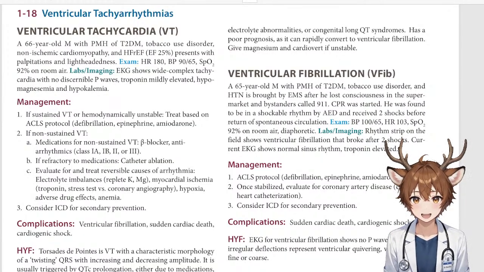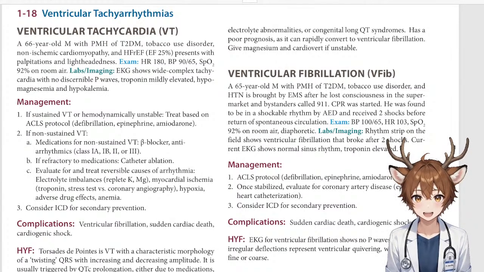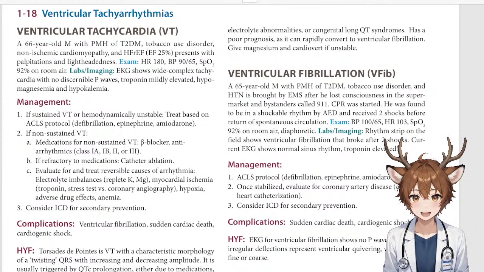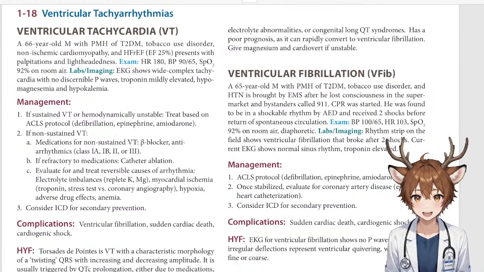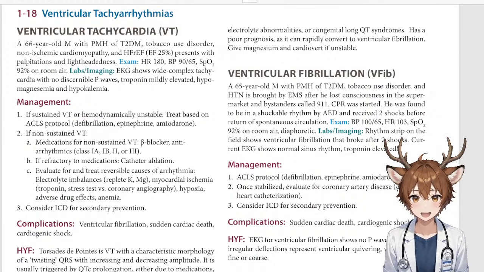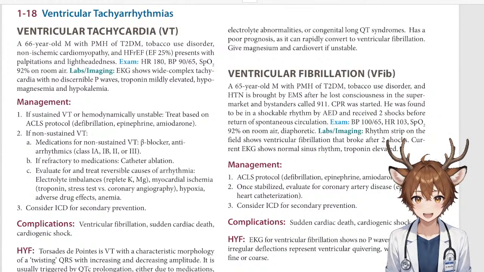High yield fact. Torsades de Pointes. I can't say it, torsades de Pointe or Pointes, I don't know.